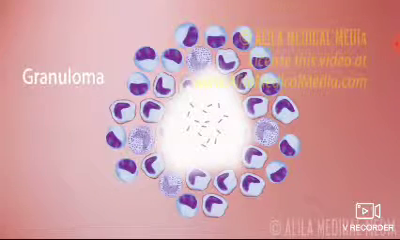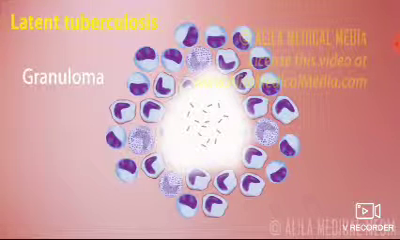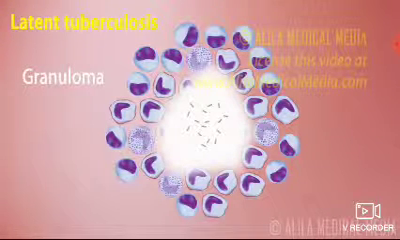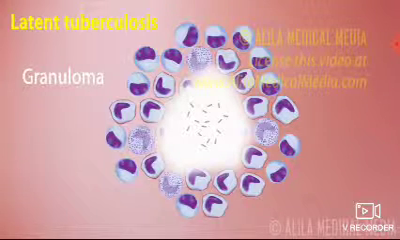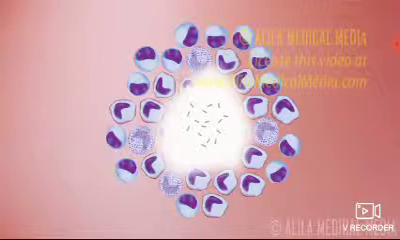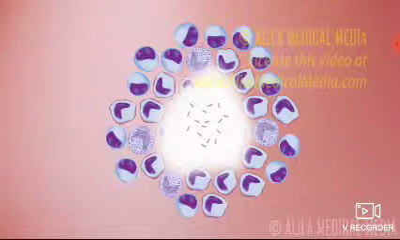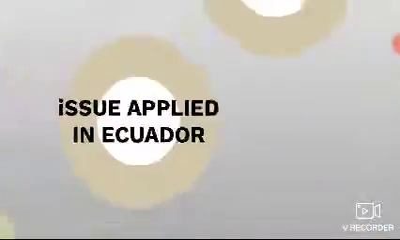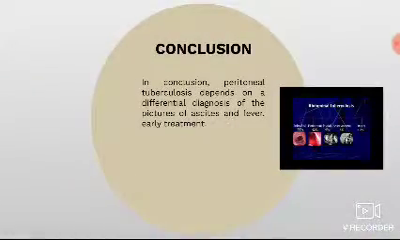This enclosed infection is referred to as latent tuberculosis and may persist throughout a person's life without causing any symptoms. The strength of the body's immune response determines whether an infection is arrested here or progresses to the next stage. In healthy people, the infection may be stopped permanently at this point. Conclusion. In conclusion, peritoneal tuberculosis depends on a differential diagnosis of the picture of ascites and fever, and early treatment.